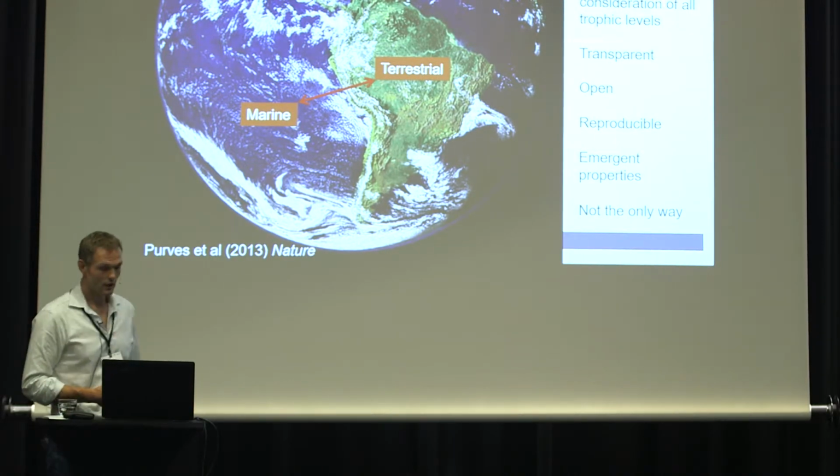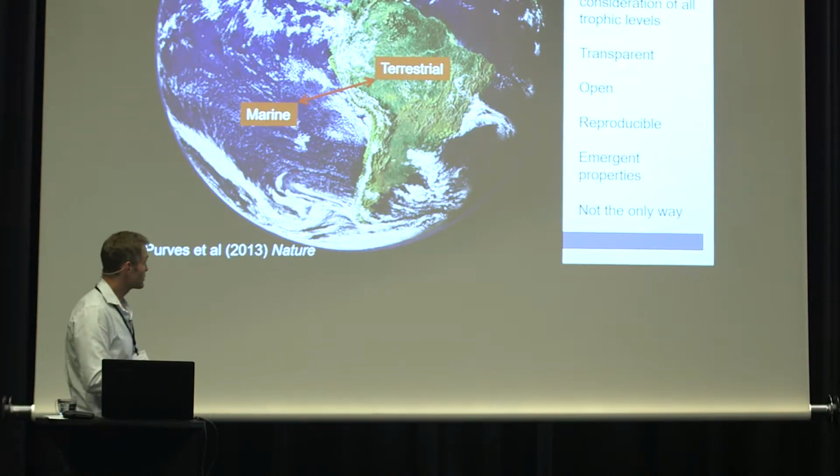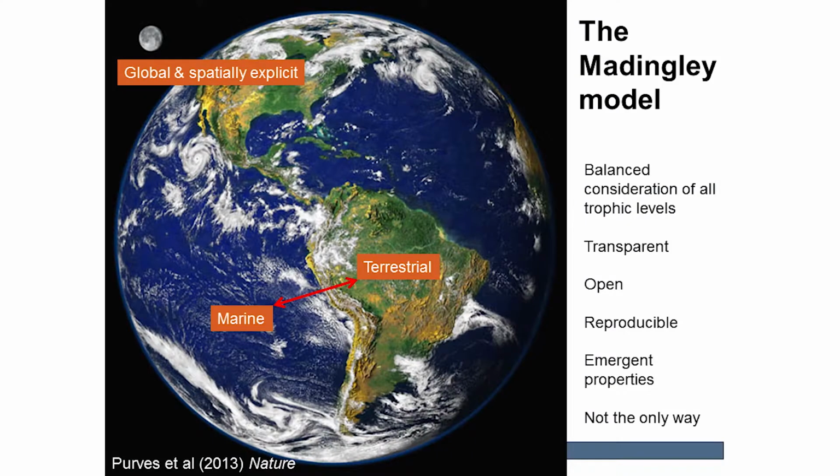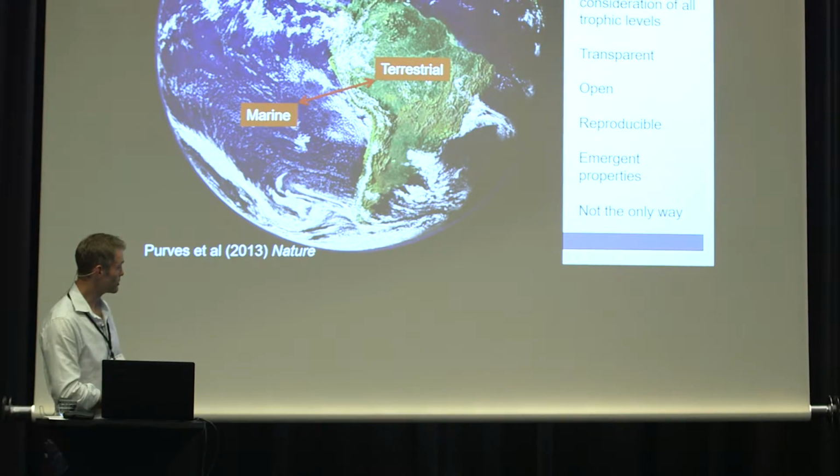So to summarize the general philosophy of the modeling that we've been trying to do. We want a model that is globally applicable and spatially explicit, that can couple the terrestrial and the marine realms. Importantly, it's trying to give a balanced consideration to all trophic levels. So we're trying to represent all life on Earth, but give it a fair representation in the model. We want the model itself, the code, to be transparent, open, and reproducible. And that's always probably a subjective measurement, but we've tried as far as we can to meet these criteria.